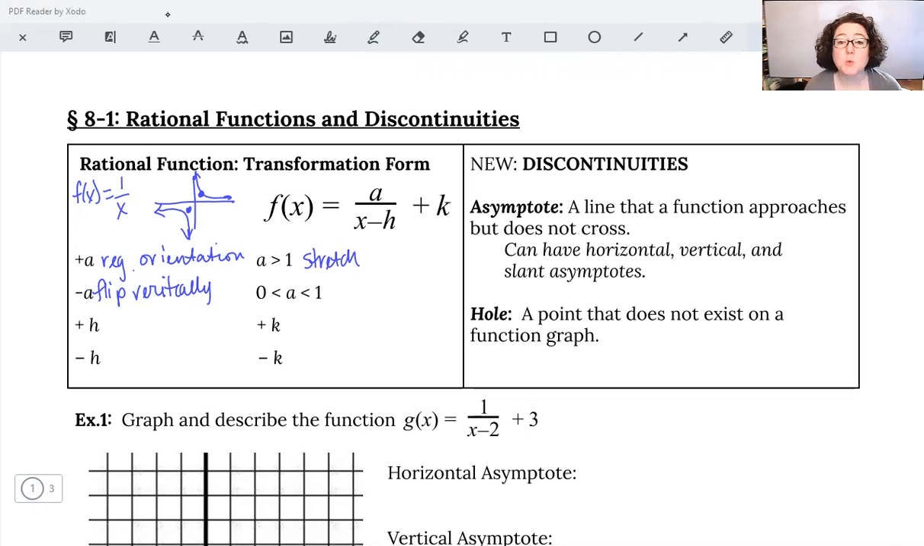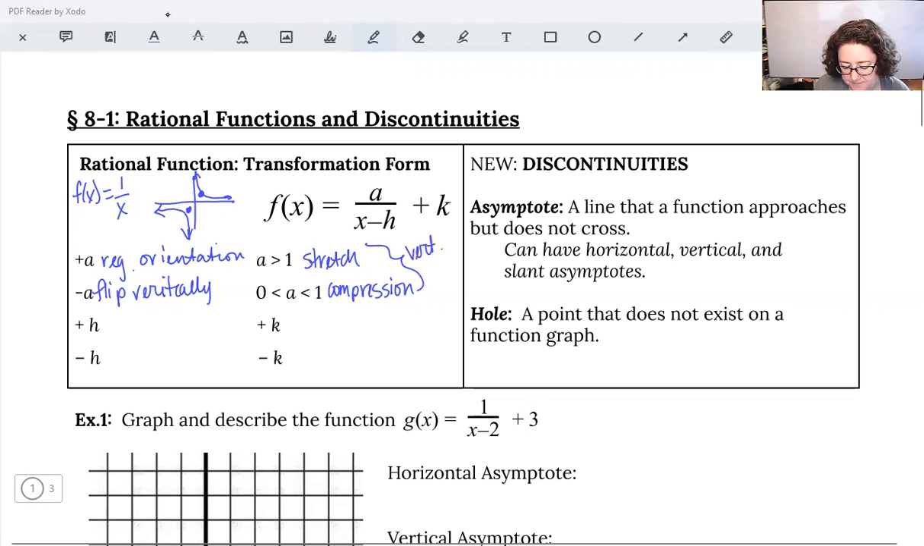If our value is between 0 and 1, so a number smaller than 1, which we wouldn't see too often because we don't typically have a fraction inside a fraction, but that would mean we have basically a compression. We've talked about this in terms of a shrink, but I like to think compression when I'm talking about that because we're squeezing things down towards the x-axis. And again, both of these would be in the vertical direction.